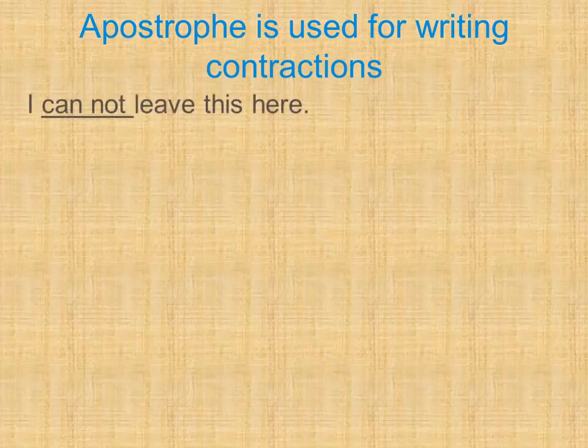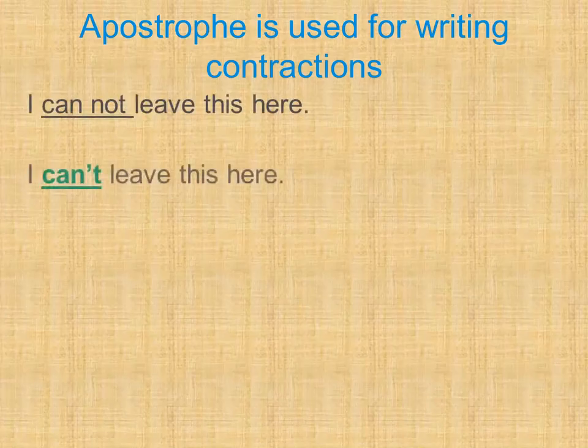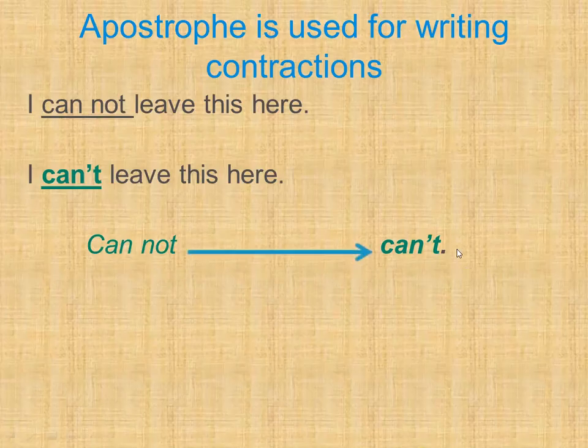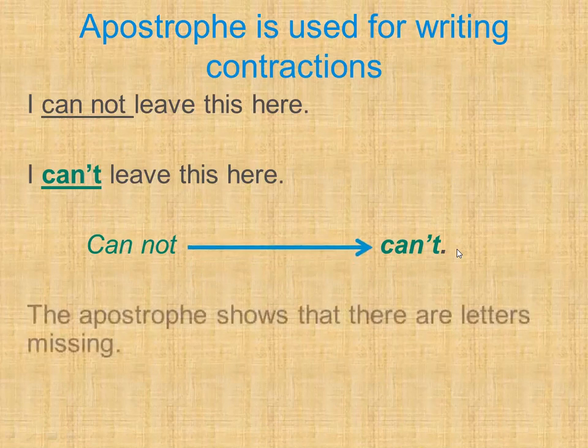Take a look at this example. I cannot leave this here. If I want to write it as a short form, instead of cannot, I will be using can't. This word can't is actually missing a few letters, and that is why we are using an apostrophe here. So cannot becomes can't with the help of an apostrophe.